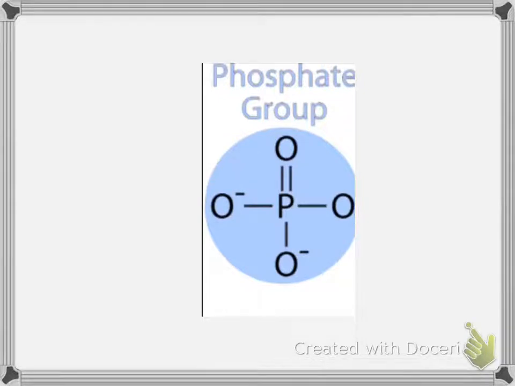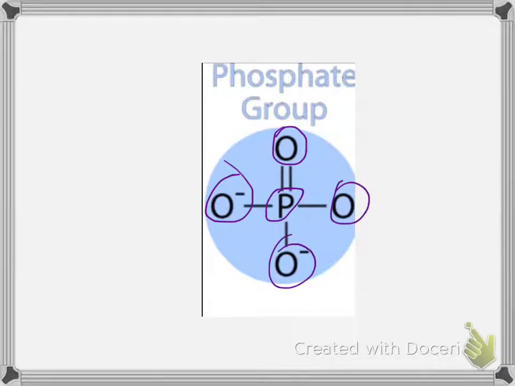Now the last component is phosphate group. A phosphate ion is at the center and it is bonded to 4 oxygen atoms. This is the phosphate group. It is present in the nucleotide.